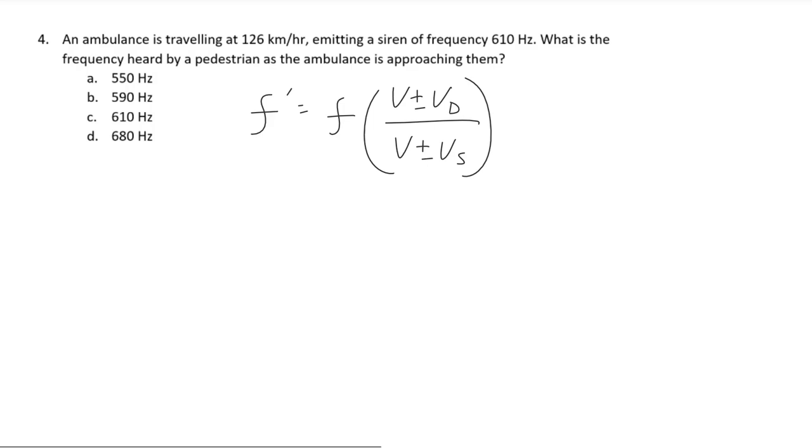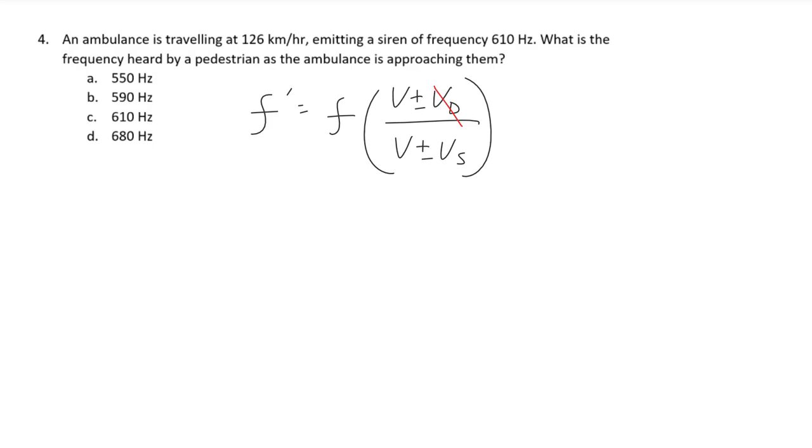In this example, the detector is simply the pedestrian. As we are not told that this pedestrian is moving, we may assume that he or she is stationary and therefore the velocity of the detector is 0. What about the source? Well, the source is simply the ambulance. We are told that the ambulance is moving at 126 kilometers per hour.